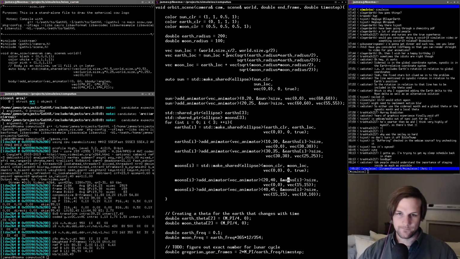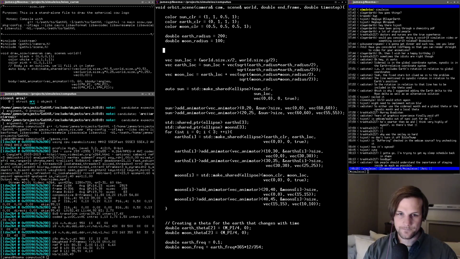Let's just put this in there. And I guess we'll do... Should we have like an Earth offset, I guess? Yeah, let's just define that as well. So we'll just define up here, vec Earth offset.